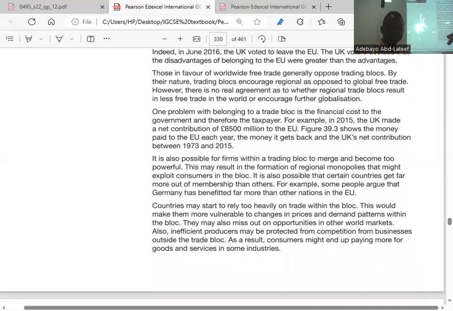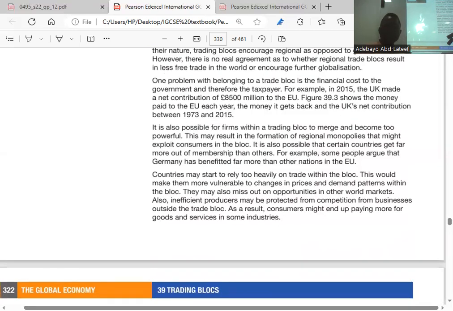Is it clear? It's also possible for firms within a trading bloc to merge and become too powerful. This may result in the formation of regional monopolies that might exploit consumers in the bloc. Do you get the point? Businesses within that bloc, because they can have access to each other, can merge. And as soon as they merge, they become so powerful, putting consumers within that bloc into vulnerability. Do you get the point?